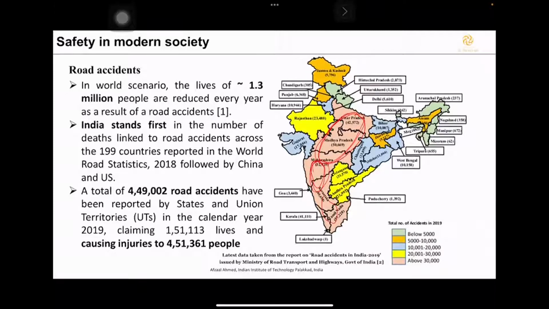This peach color represents the number of road accidents above 30,000. This is the highest, and the lowest is this green color, which is below 5,000. You see this green color is very rare on the Indian map. You can only see Goa or some northeastern states where the number of accidents every year is less than 5,000. But the majority, above 30,000, are states like Madhya Pradesh, UP, Bihar, including Kerala, where we are sitting now.